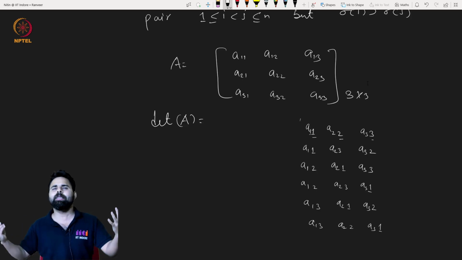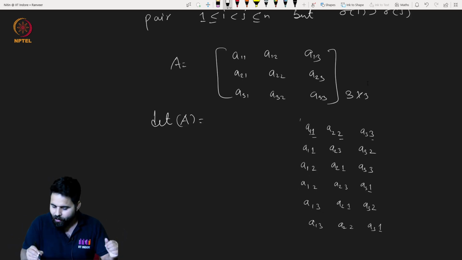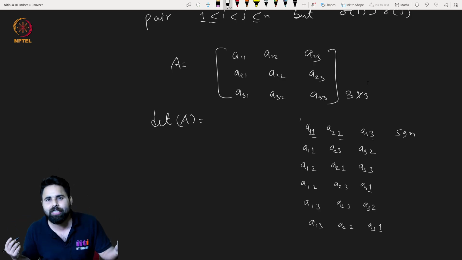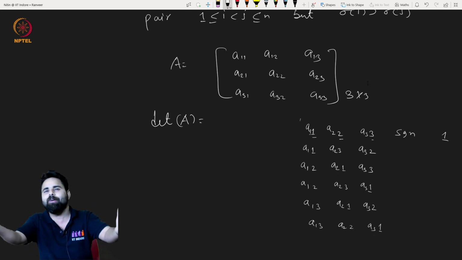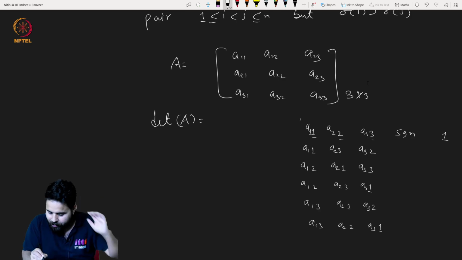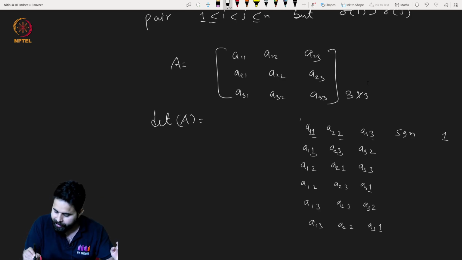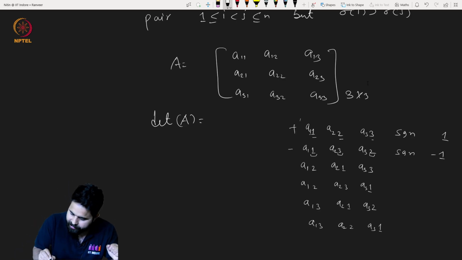Now what will be the sign corresponding to each permutation? For this, what will be the sign? This is in natural order, 1, 2, 3, so there are no inversions. The sign will be +1. Basically, inversion is 0, so -1 to the power 0 is 1. What about this, 1, 3, 2? There is just one inversion here, 3 and 2, so the sign will be minus 1.